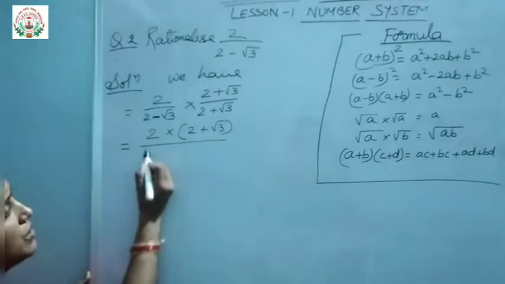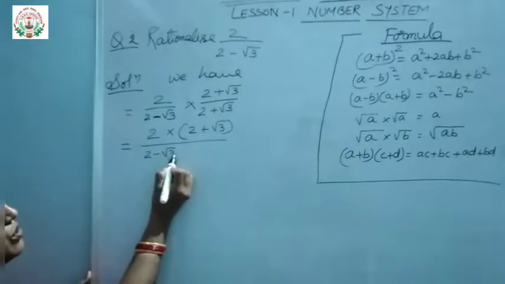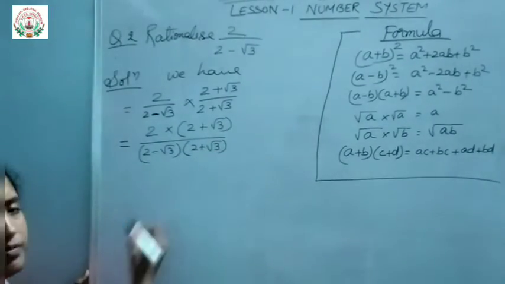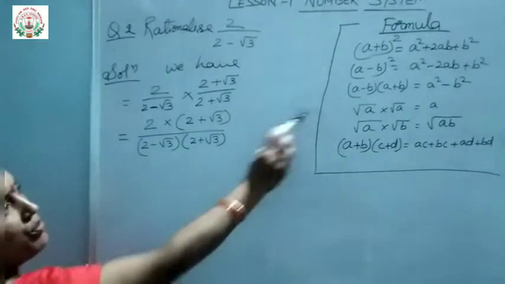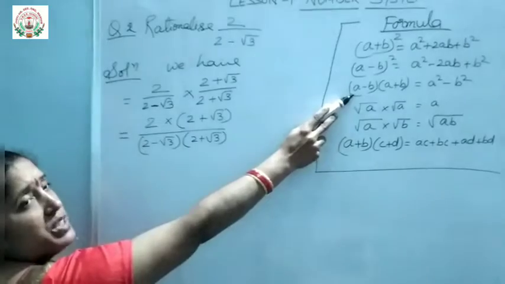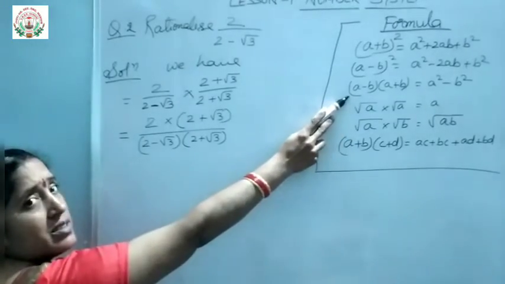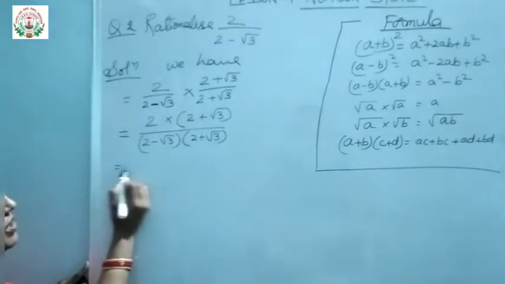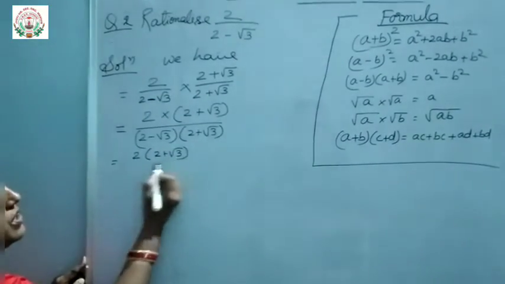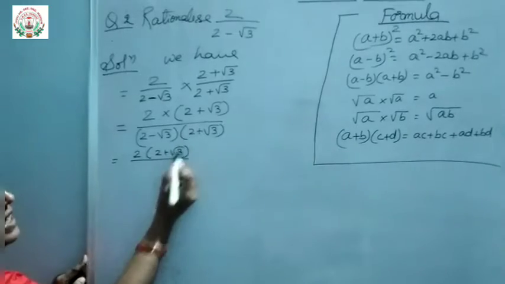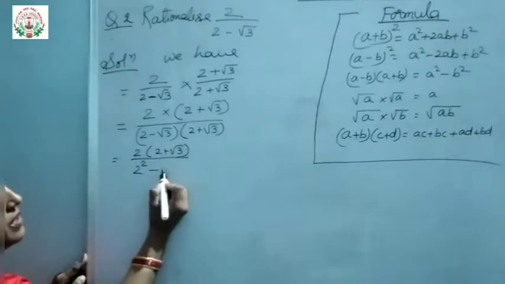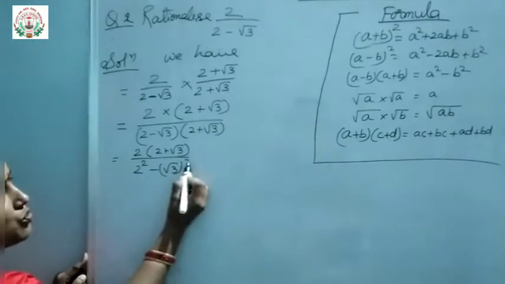And the denominator, first one: 2 minus root 3 into 2 plus root 3. Okay, now this is in the form of, you can see the formula there. What is that? A minus b into a plus b, which equals a square minus b square. Now put the value here. That is 2 into 2 plus root 3 upon, what is a? That is 2. So 2 square minus, what is b? That is root 3 square.